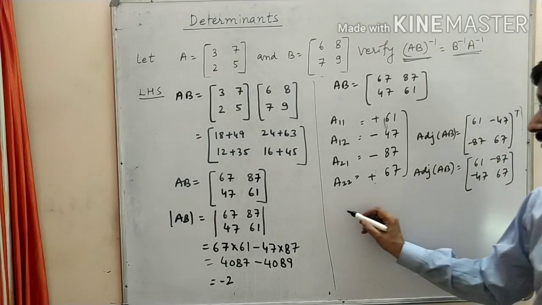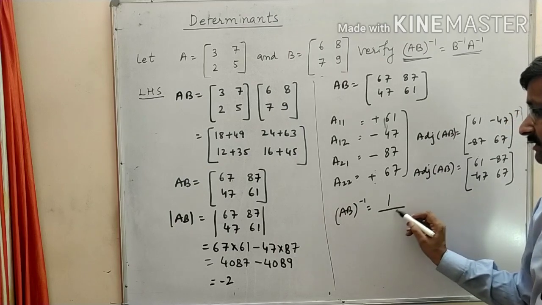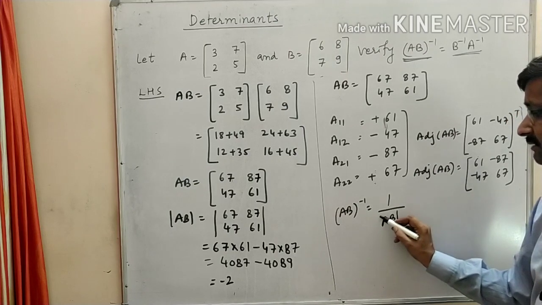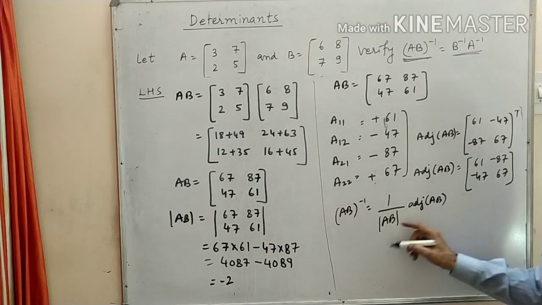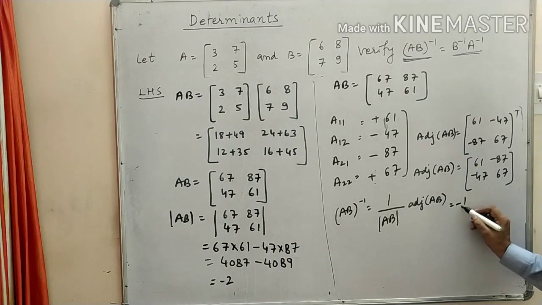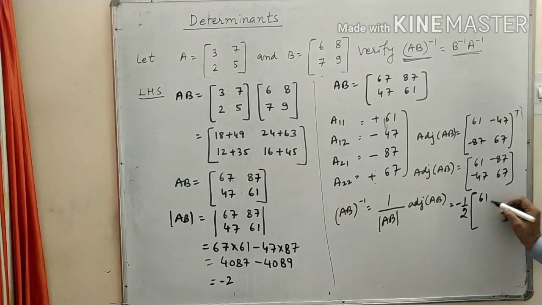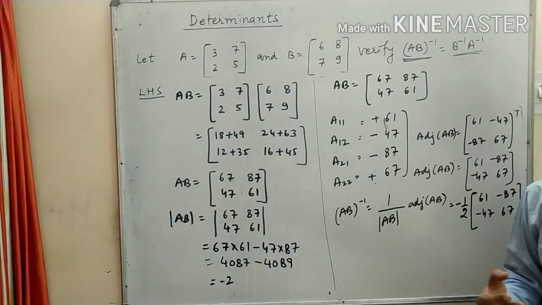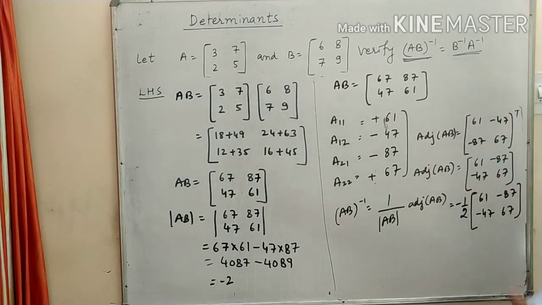Now look here, you have to find (AB) inverse, and (AB) inverse you know already is 1 upon the determinant of AB times adjoint AB. So 1 upon the determinant of AB means you have minus 1 upon 2, and adjoint AB we already calculated: 61, minus 87, minus 47 and 67. So I hope you understand how to find (AB) inverse. Then we will find the right hand side, and the right hand side we solve and we check that both parts will be equal.